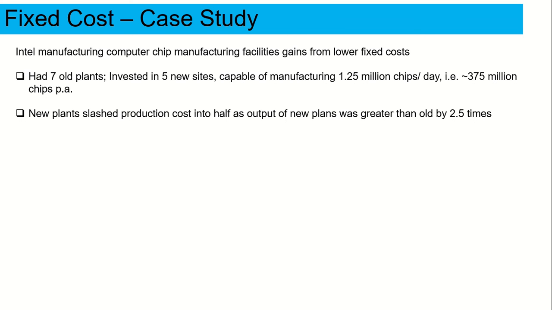Now, new plants slashed production cost into half, as output of new plants was greater than the old by 2.5 times. This is nothing but economies of scale, where despite incurring huge fixed costs, cost per unit comes down.